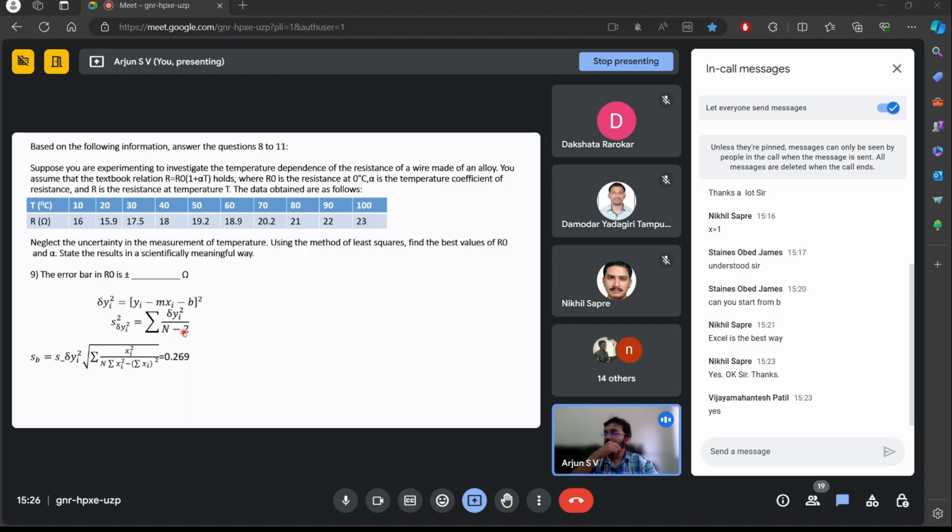So if we calculate this delta yi square and plug it in, you just have to take a square root of this and then plug it into the final formula, which will give you the value of r naught error as 0.269. Any value between 0.26 and 0.27 would be a good range. I hope everyone understands this.